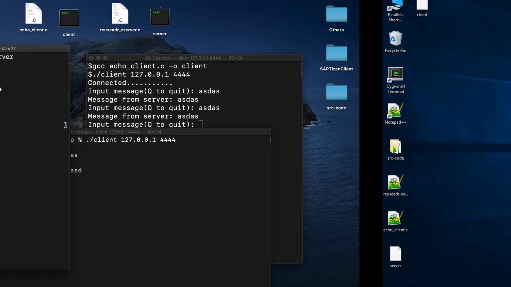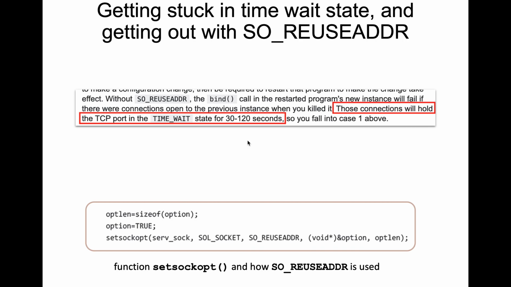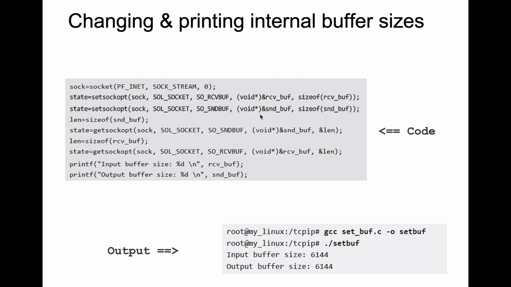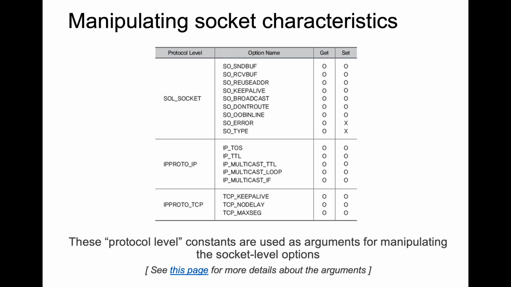So this is just one of the examples of where the socket options can be modified to resolve some kind of issue. What you could do is take a look at this table one more time and then try to play with them, with the ones that you can change and with the ones you can just retrieve.